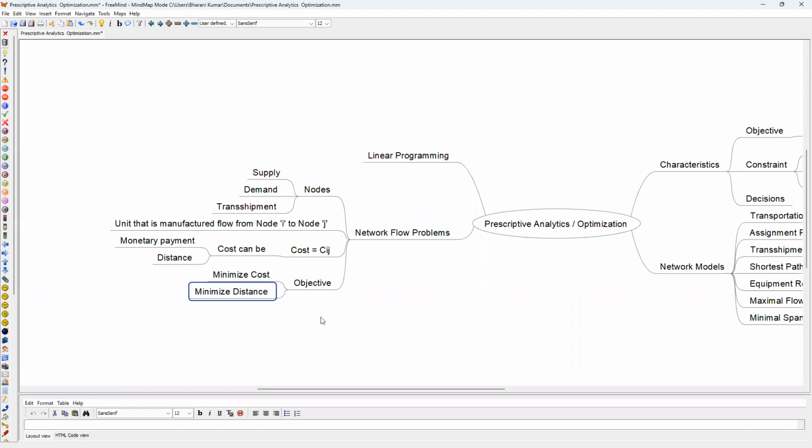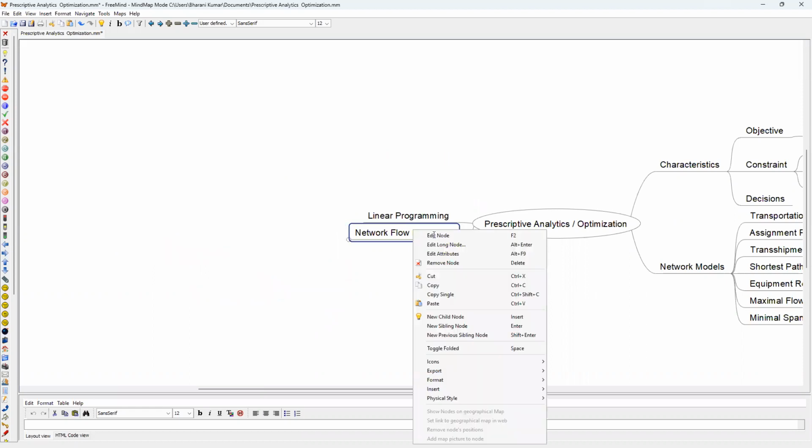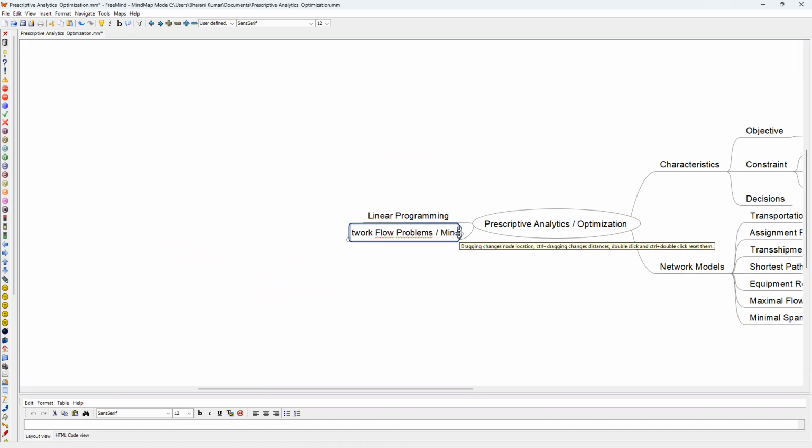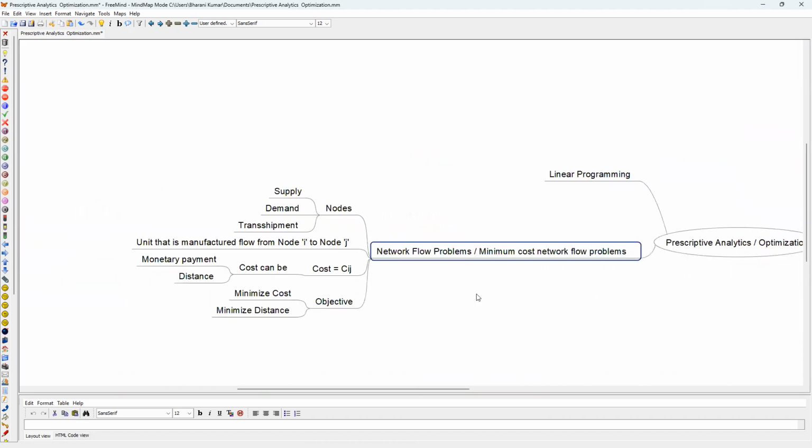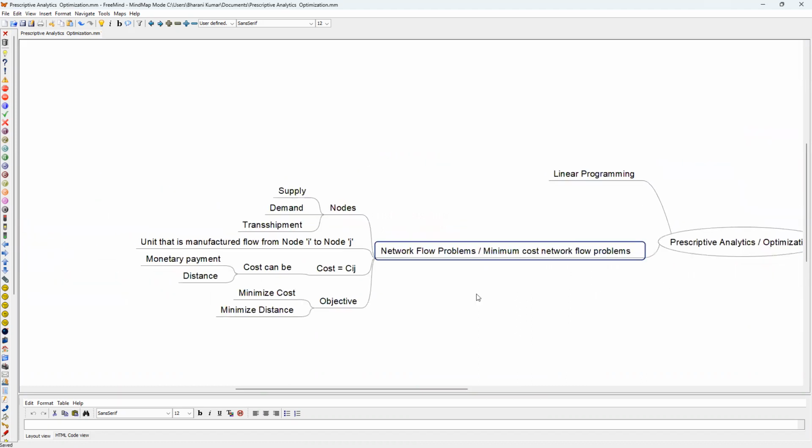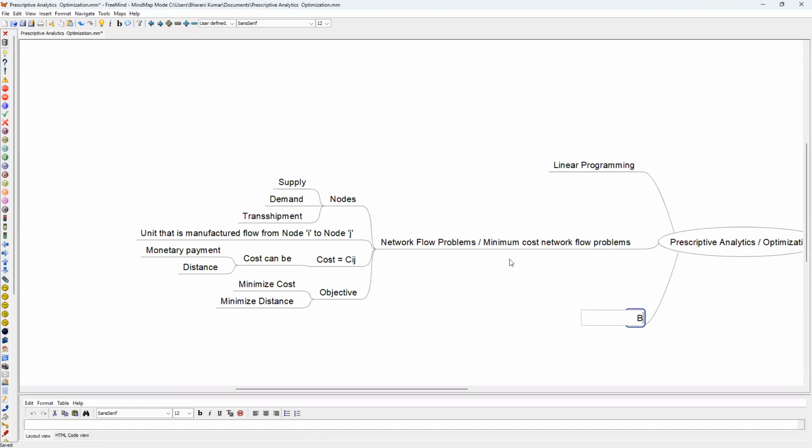Again, these kinds of problems are called minimum cost network flow problems. And whenever we work on these problems, it is always advisable to balance the flow.